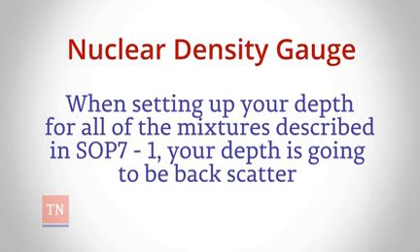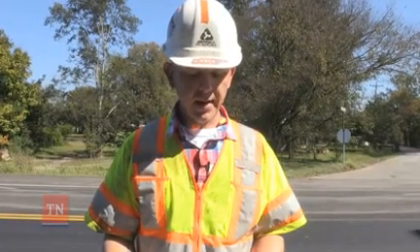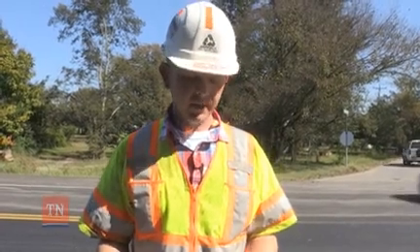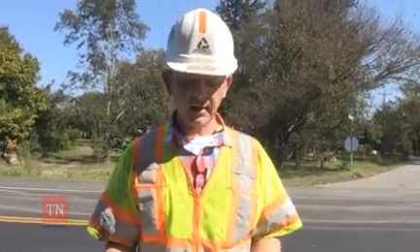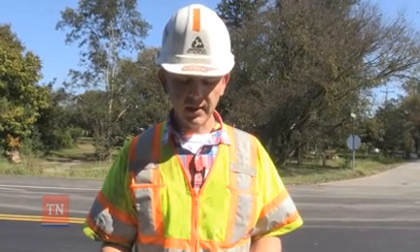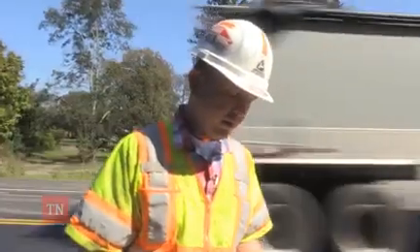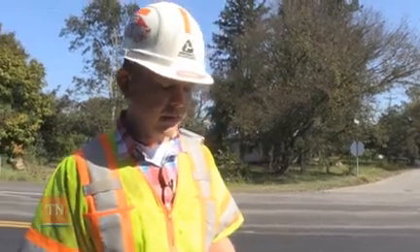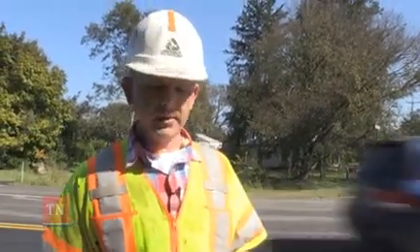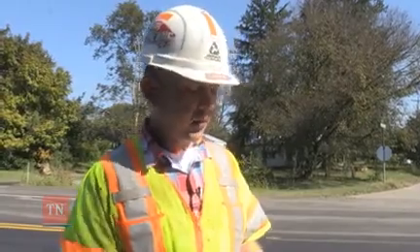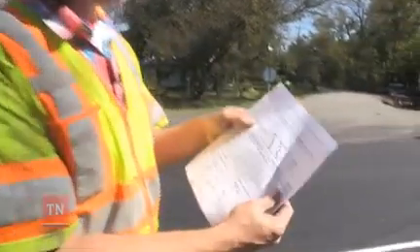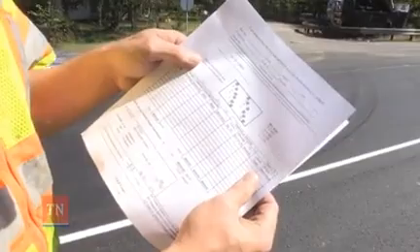When setting up your depth for all the mixtures described in SOP 7.1, your depth is going to be backscatter. Before we start taking our mainline readings, we want to set up a test strip to determine a correction factor for the gauge to give us the true density. To do that, we're going to set up our test strip according to SOP 7-1, and then log all our information on the calibrating nuclear density gauge with asphalt core sheet.